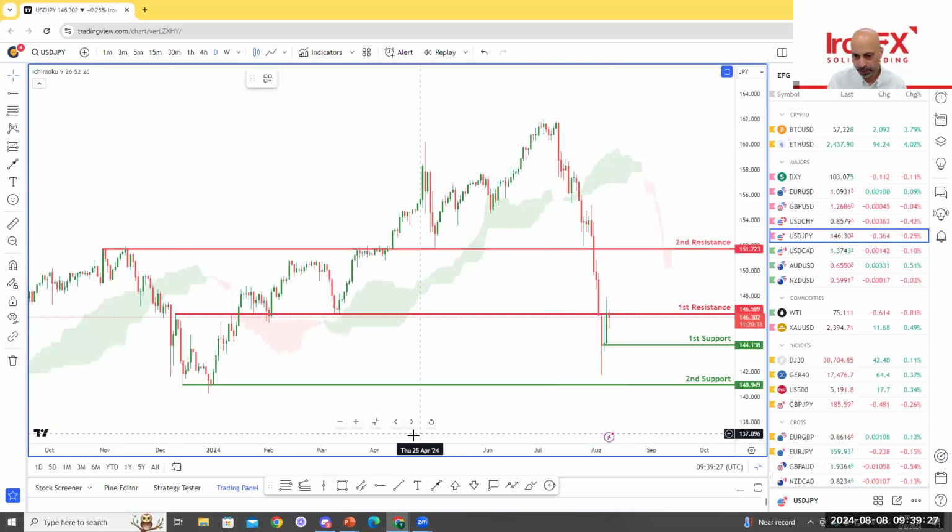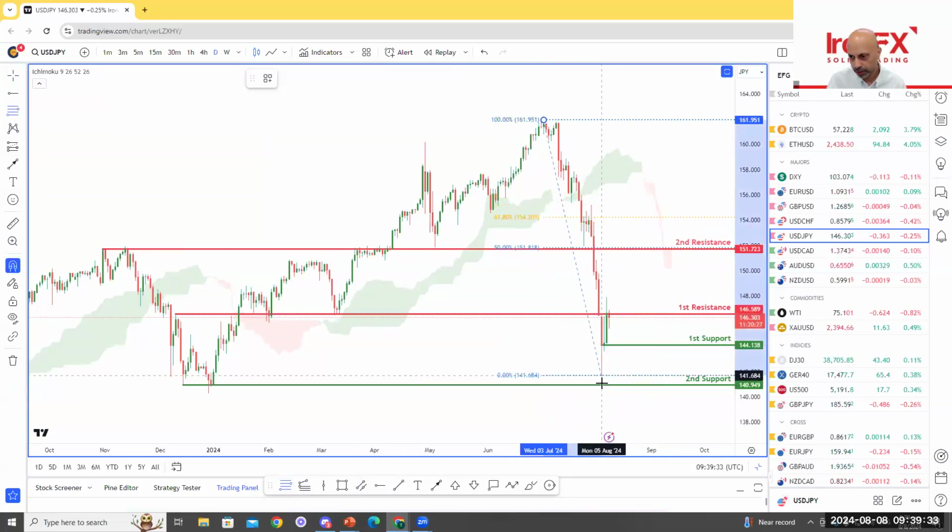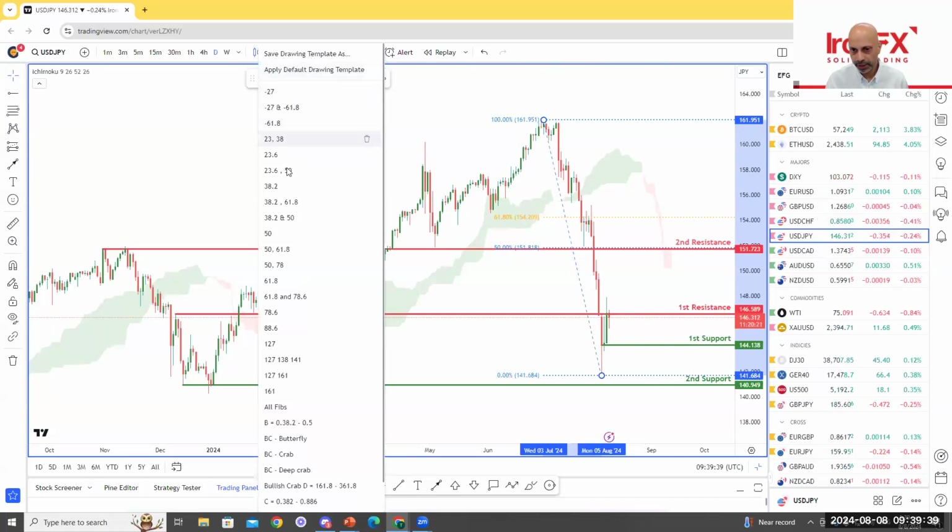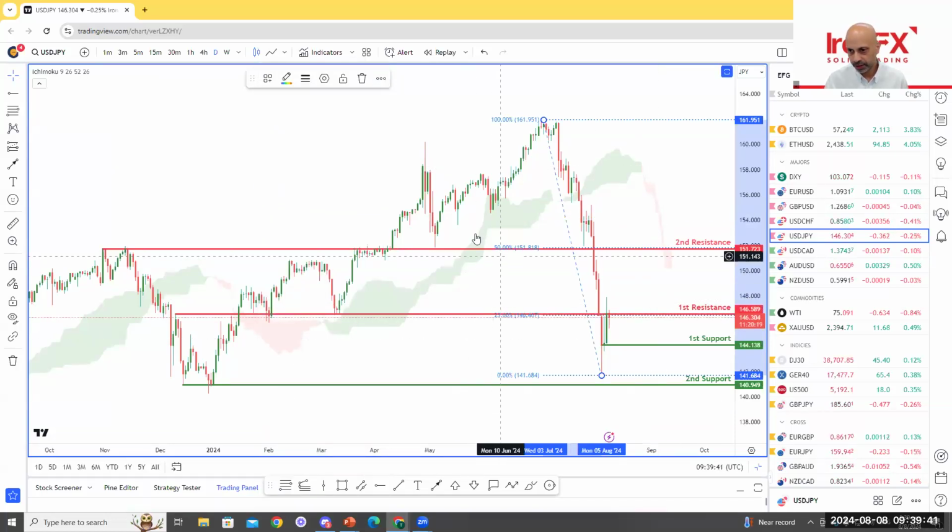Now we can also run a Fibonacci retracement, right? We can start the retracement from here, this high on the 3rd of July, going down to the low of Monday. You can see that the 50% retracement aligns very well with the second resistance, and I believe that 23.6 will align well with the first, right? So there we go.